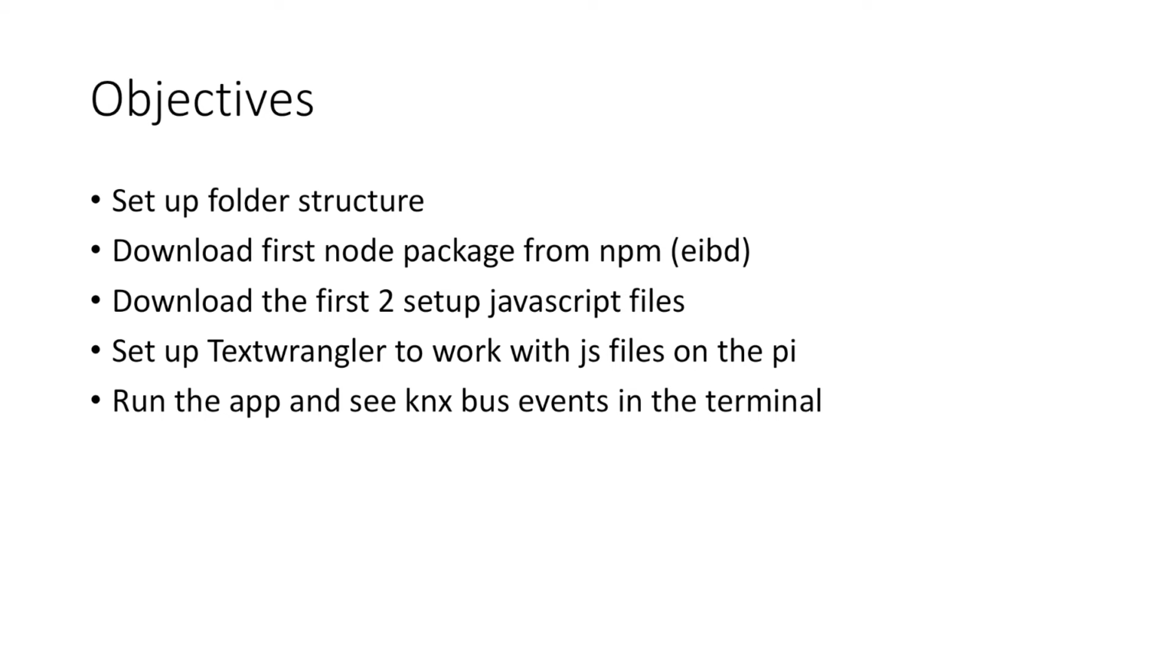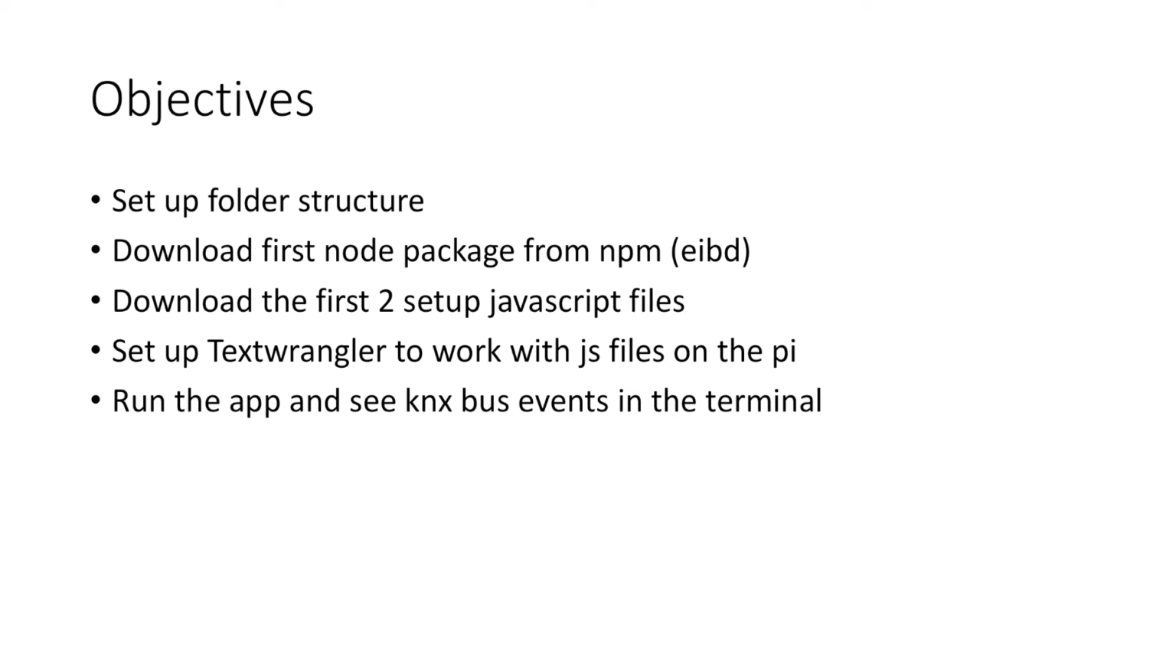So just the objectives for this video: we're going to set up the basic folder structure in which we're going to house our application and all our different packages and files. We're going to download our first Node package from npm, a package called EIBD. This is a wrapper which Node uses to interact with that low-level software which we installed from Michael's tech blog in the first video, and that allows Node to interact with all of that and surfaces the underlying data up the stack.